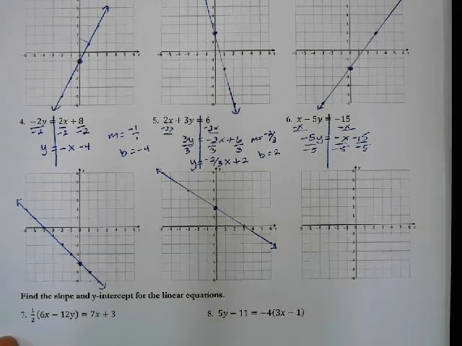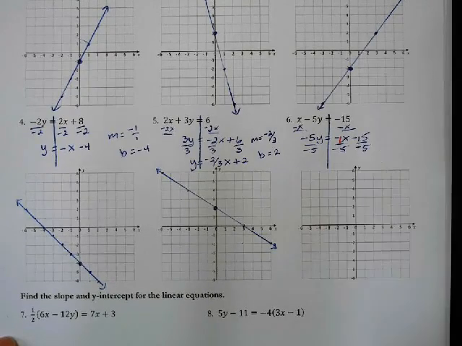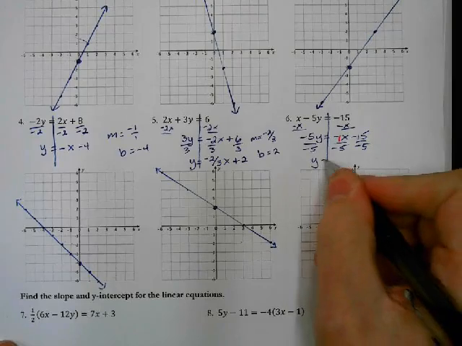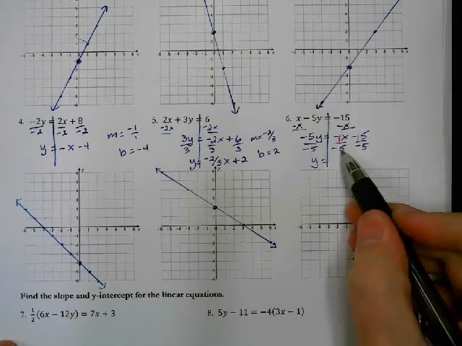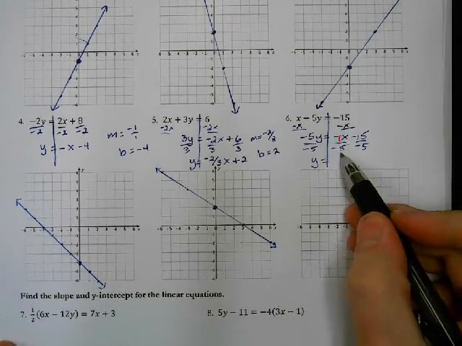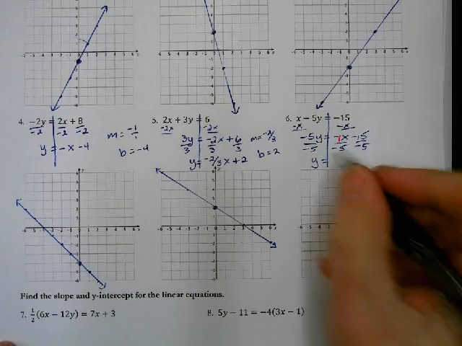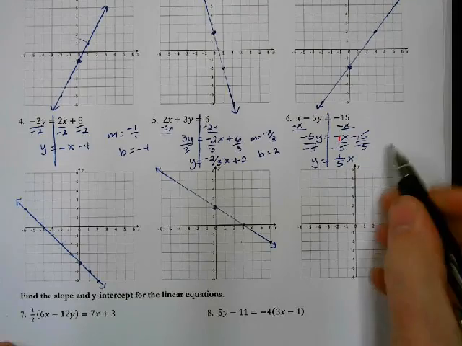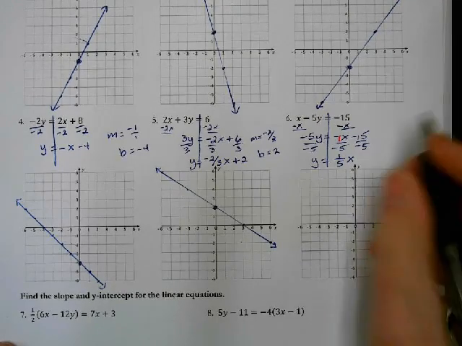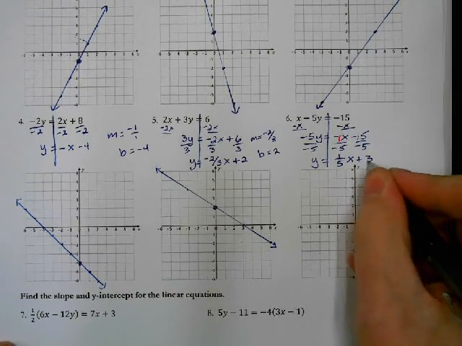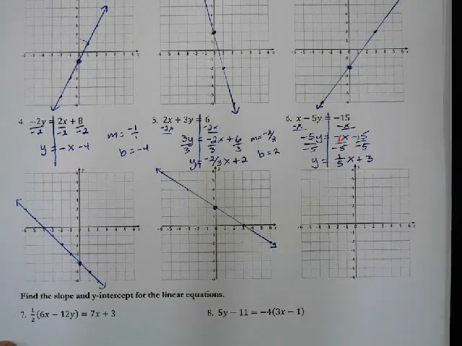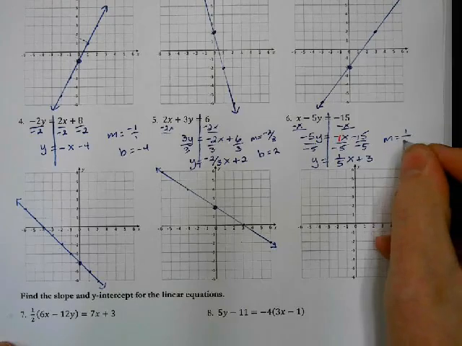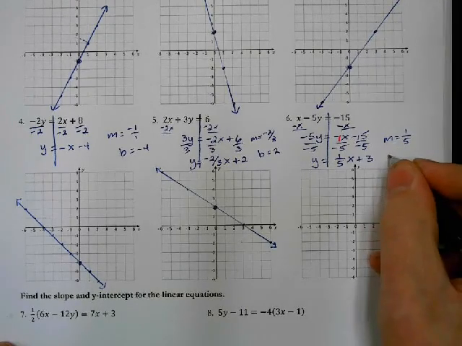Remember, that coefficient of x was negative 1. So as I'm reducing this one, this is negative 1 over negative 5. The two negatives can reduce and make a positive, but my slope is going to stay as 1 over 5. Negative 15 divided by negative 5 is positive 3. A negative divided by a negative is a positive. So my slope is 1/5, which means I go up 1, right 5, and my y-intercept is 3.